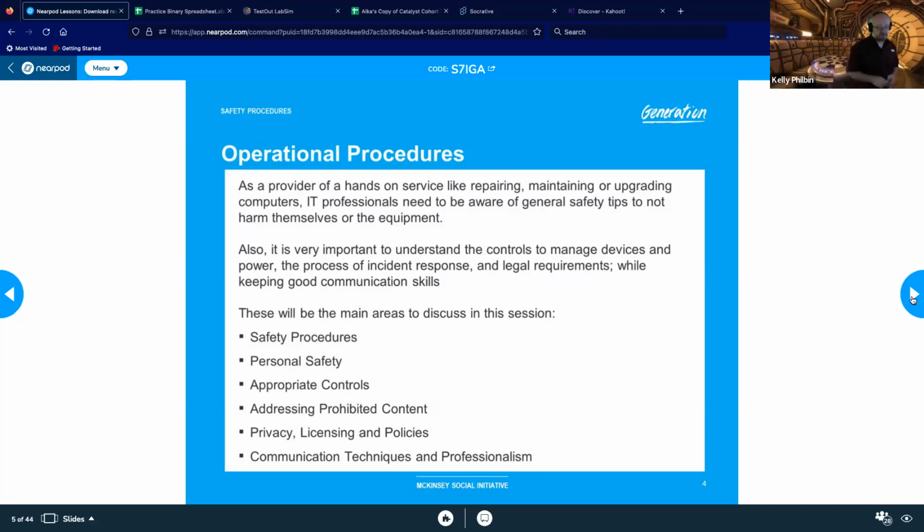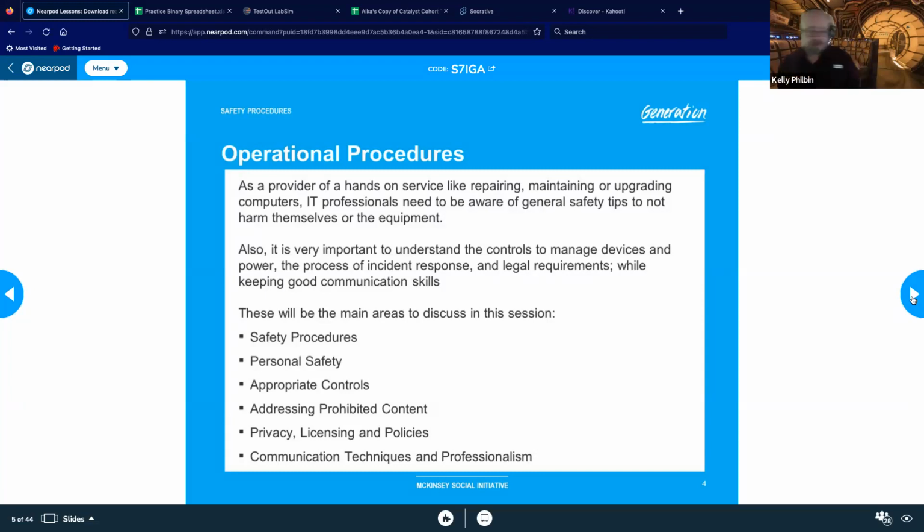Legal requirements. When we are faced with certain types of content, we may be legally required to report it to law enforcement. Just reporting it to HR may not be enough. That does not let us off the hook legally. And then maintaining good communication skills throughout the process.